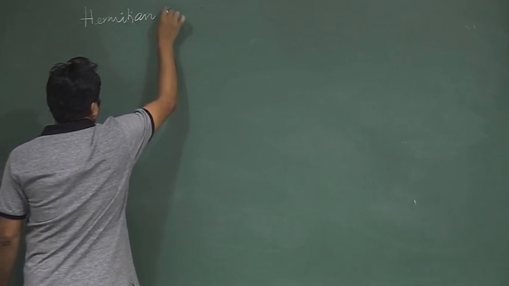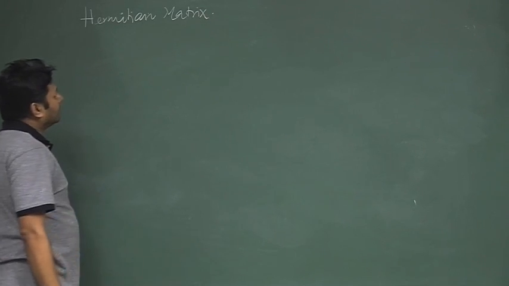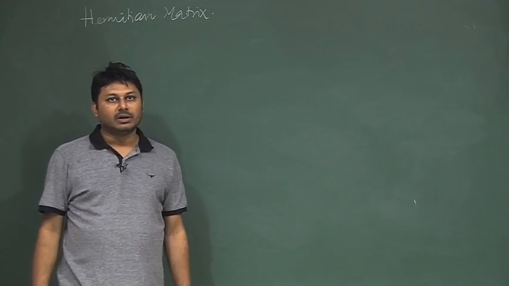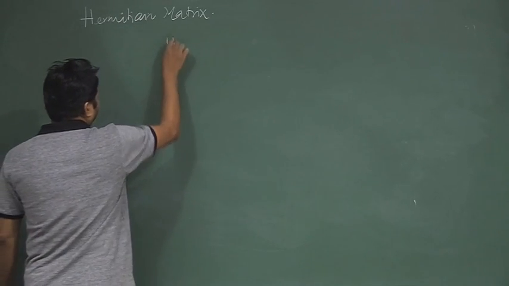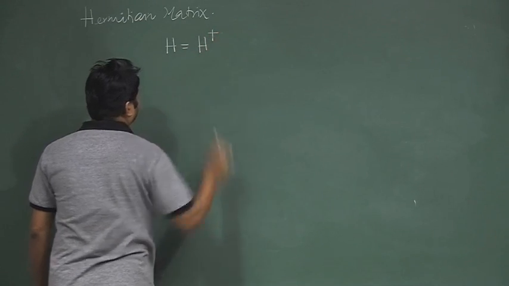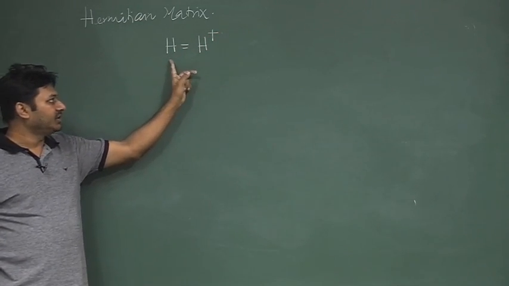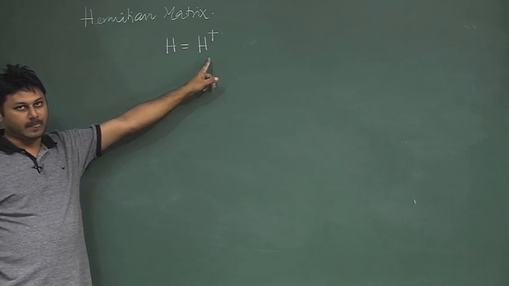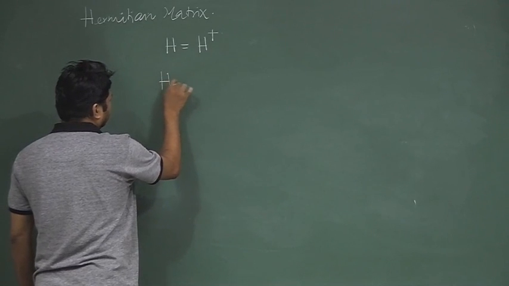Now one important concept I would like to introduce is the Hermitian matrix. What is a Hermitian matrix? A matrix H, if it is equal to H dagger, then this matrix is called a Hermitian matrix. H is equal to H dagger. So what is H, by the way, let me write it.